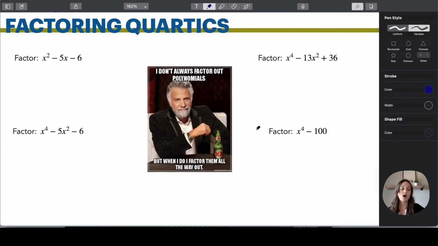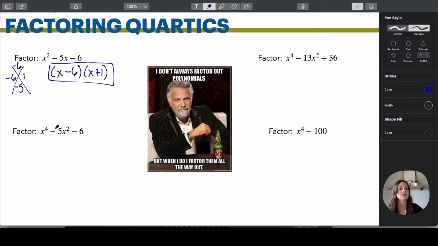Now, you also can factor quartics. Now, remember, a quartic is the degree that is raised to the 4th power. So, for an example, let's go back to quadratics. We know how to factor quadratics into what multiplies to give you negative 6 and adds to give you negative 5. And the answer is negative 6 and 1. So we would factor that as x minus 6 and x plus 1.